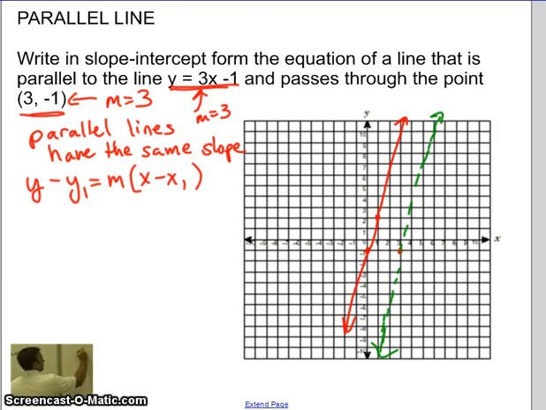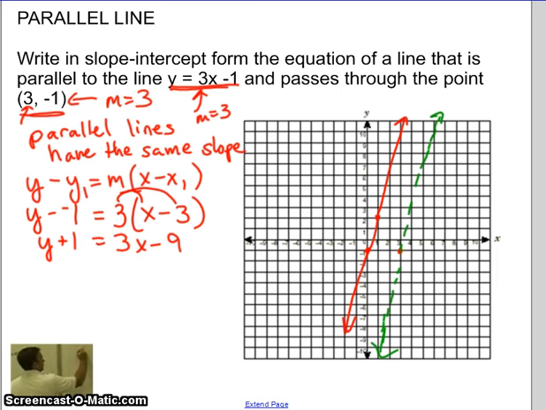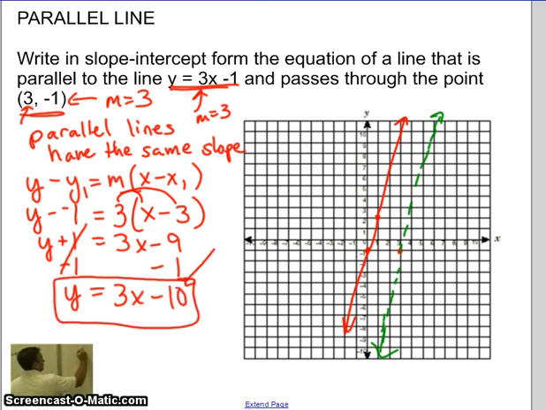Now we have the slope of our line, and we have a point for our line, so we've got to use point-slope form. y minus y1, which is negative 1, equals m, which is 3, times x minus 3. Simplify, distribute, and then get y by itself. We get y equals 3x minus 10. If you notice, the y-intercept is negative 10, and my line, if I drew it straight enough, should have gone down and passed through here.